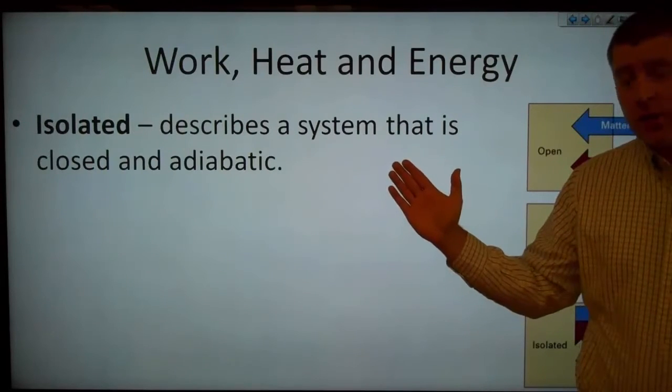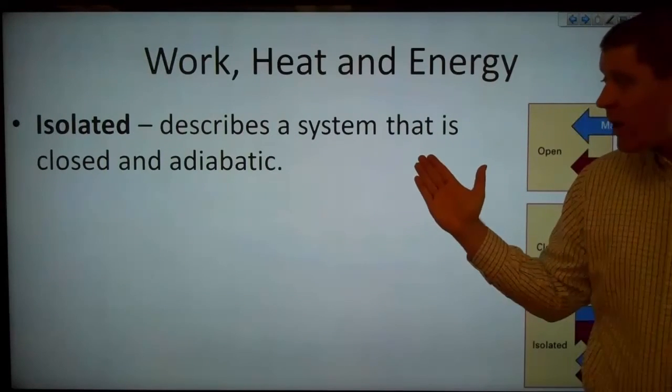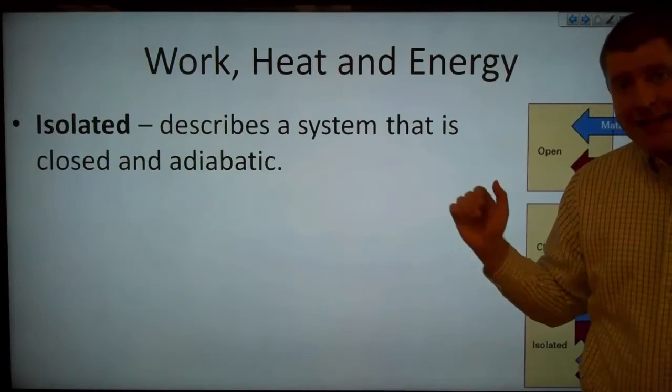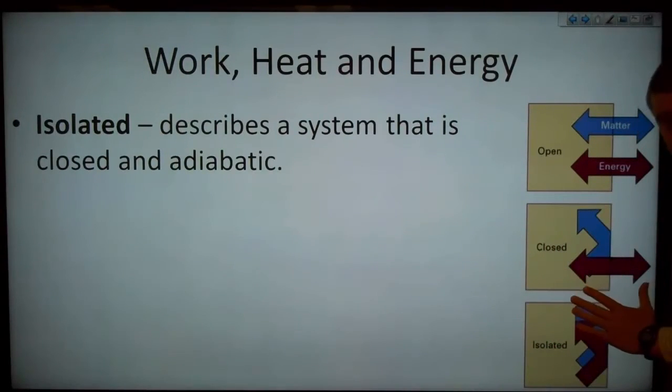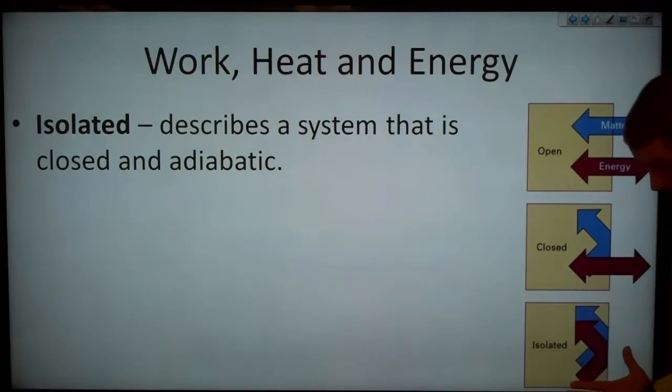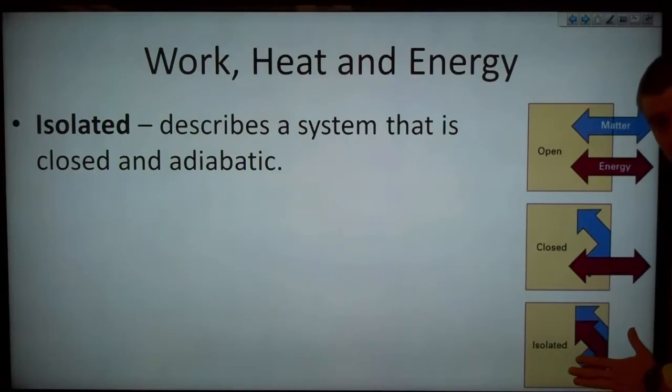And the last term we need to look at is isolated. Now, this describes a system that is both closed and adiabatic. So with closed, remember, we allowed energy to flow back and forth, but we didn't allow matter to flow back and forth. With an isolated system, we're not allowing matter to flow back and forth, and we're not allowing energy to flow back and forth between the system and the surroundings.